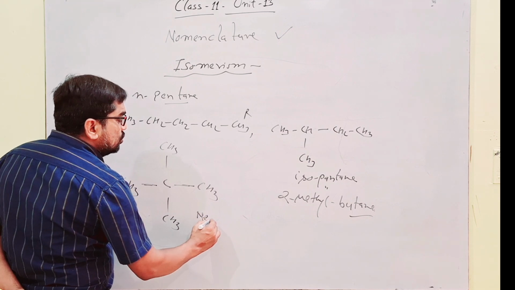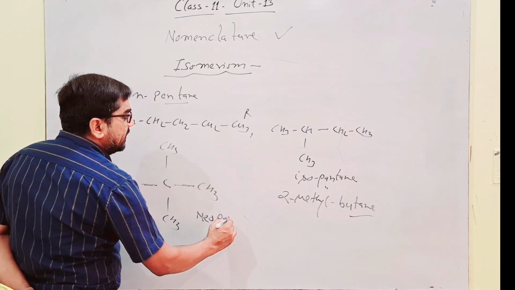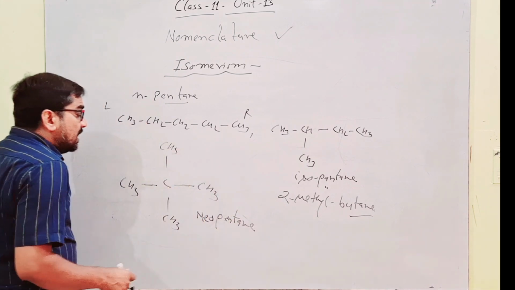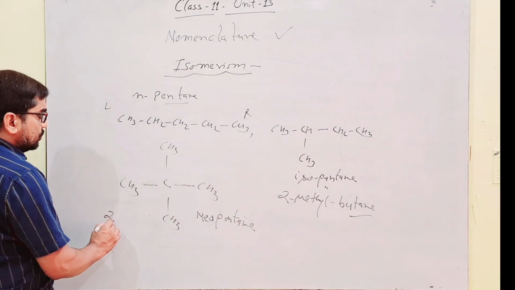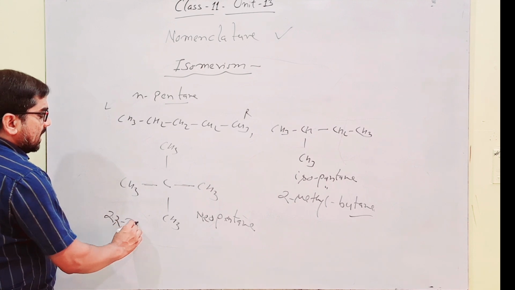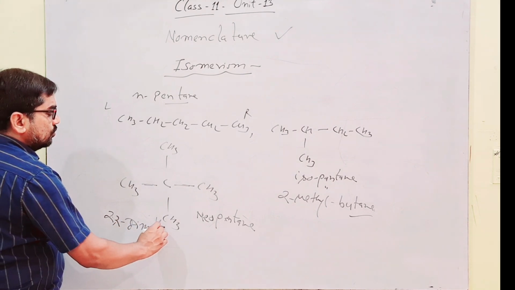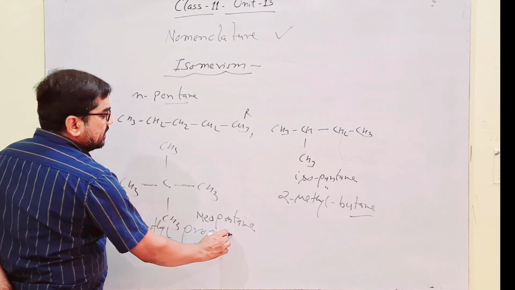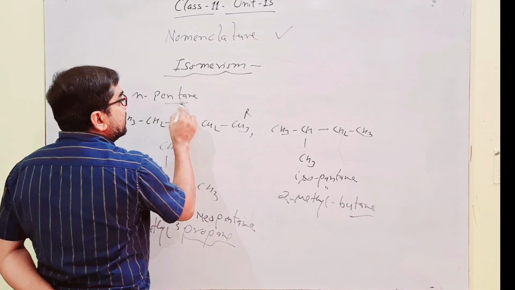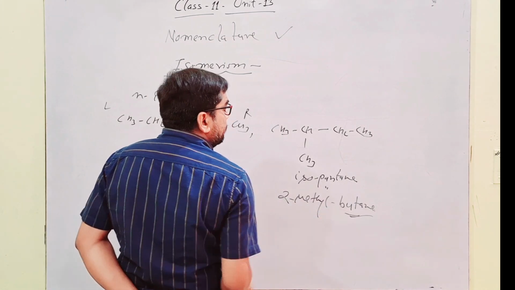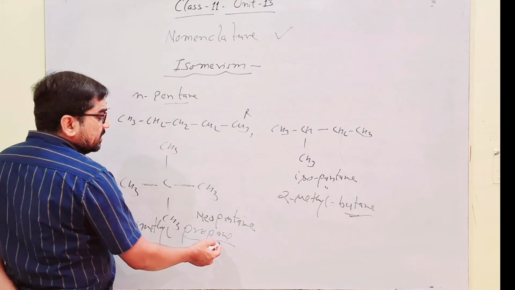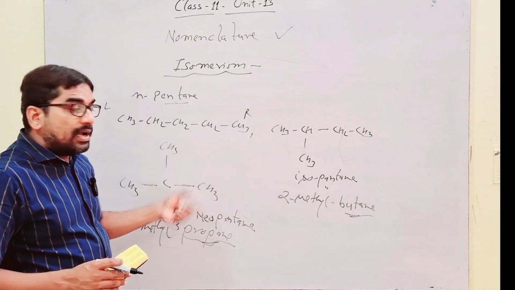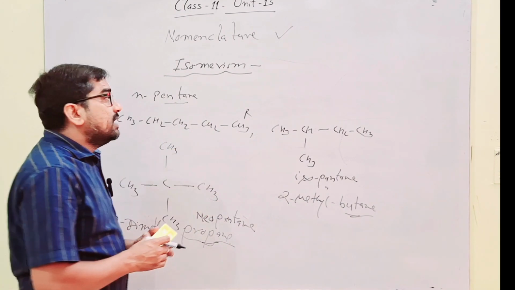Commonly it's called neopentane. And now the IUPAC name will become 2,2-dimethyl propane. So in the first one, the longest carbon chain is of 5. In the second one it is 4, and in the third one 3. So there is a change in the chain of the compound. That's why these are chain isomers.